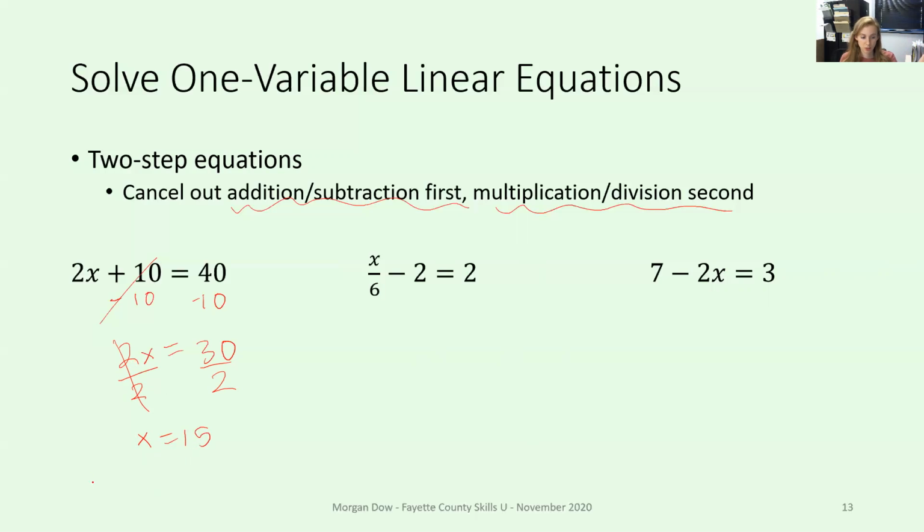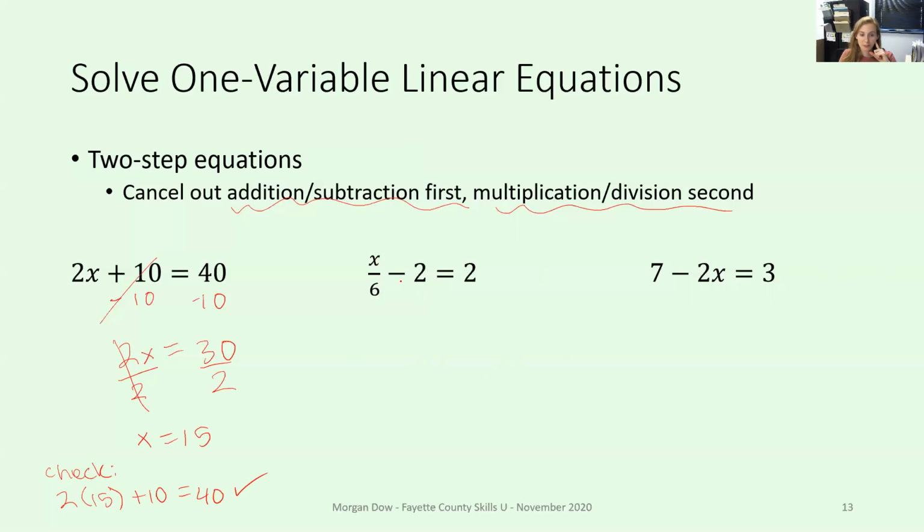We can go ahead and double check that answer by plugging it back into the original equation. 2 times 15 plus 10. Does that equal 40? Well, 2 times 15 is 30, plus 10 is equal to 40. That's correct.